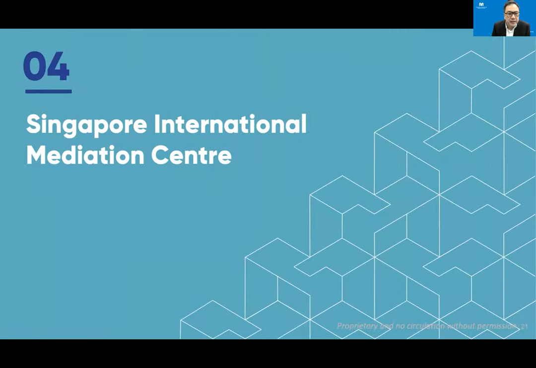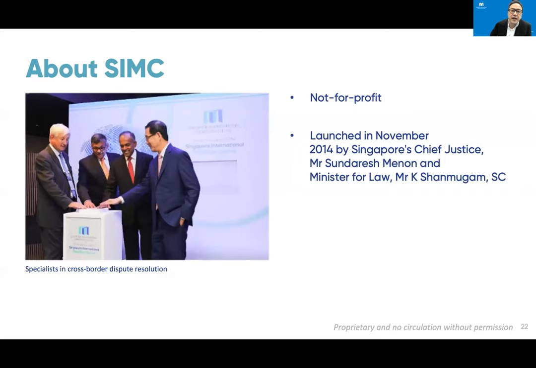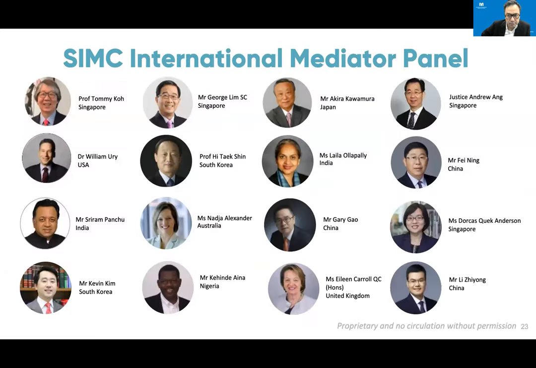Next chart. So I'll just very quickly go through the rest of the charts. I see my time is running out. We are a very young organization, only 6 years old. We are not for profit, and therefore we're able to manage a lot of our costs internally. Next chart. Just some photographs of our panel.